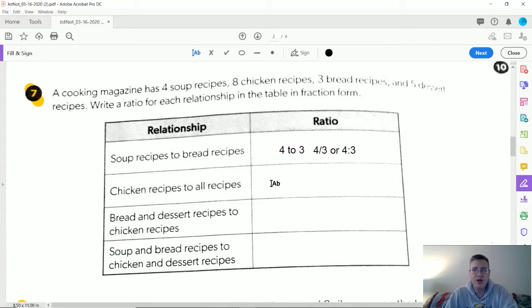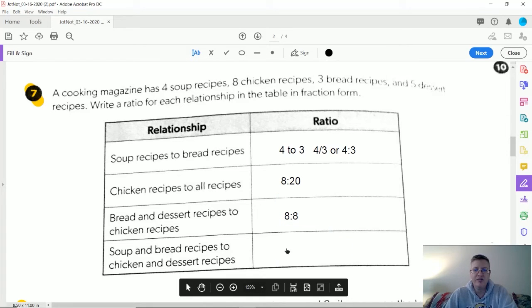Chicken recipes compared to all recipes. So I have 8 chicken recipes. And I currently have 12, 15, 20 total recipes, so 8 to 20 would work for that. Bread and dessert recipes, I have 8 of, 3 plus 5. And then chicken recipes, I also have 8, so it would be an 8 to 8 ratio. Soup and bread, so that's going to be 4 plus 3, which gives us 7, compared to chicken and dessert, and that would be 7 to 12.